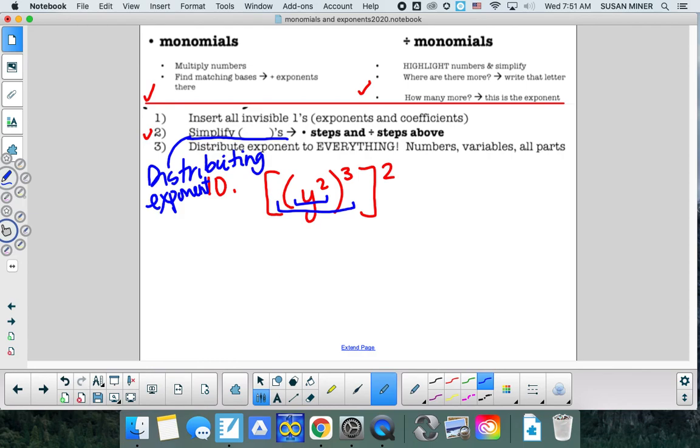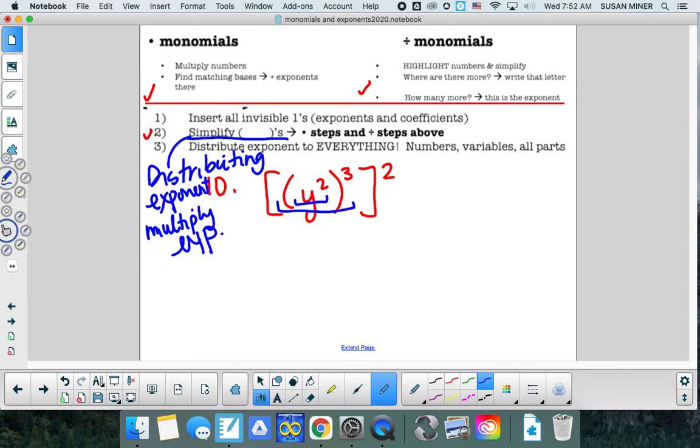And when we distribute, we multiply the exponent. And maybe that's something you might want to add back into your notes just so that you have it. You know, add some little notes here and there to clarify what Ms. Miner's thinking when I write these things down.